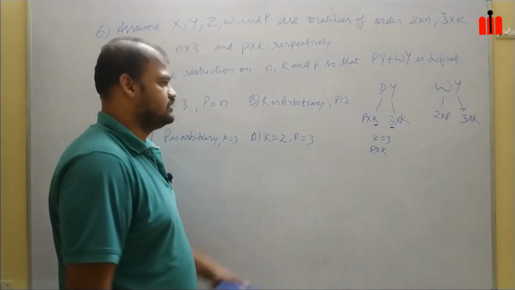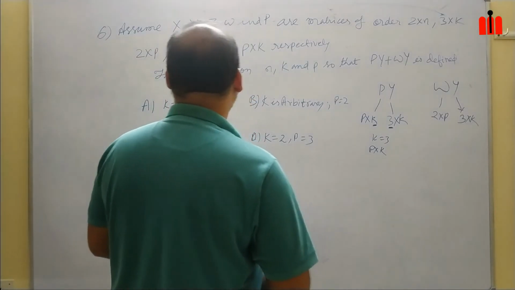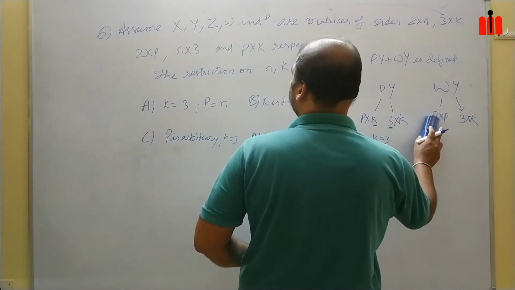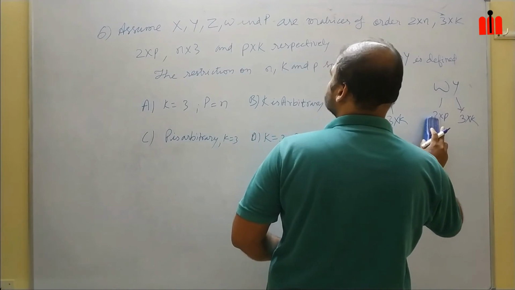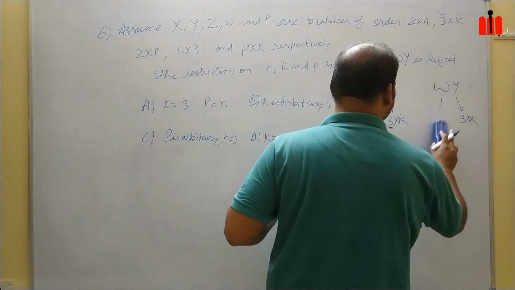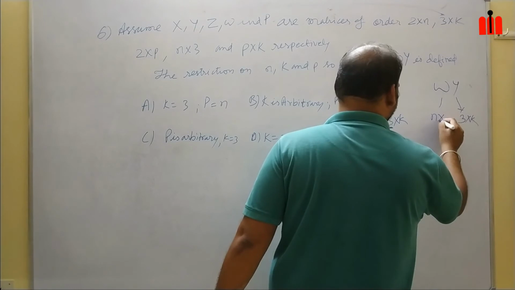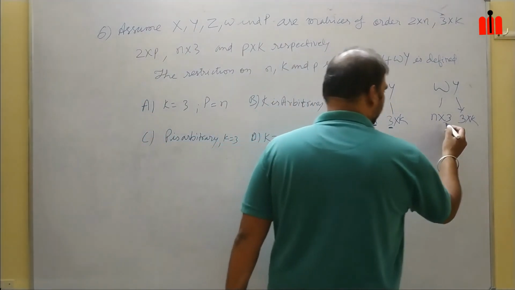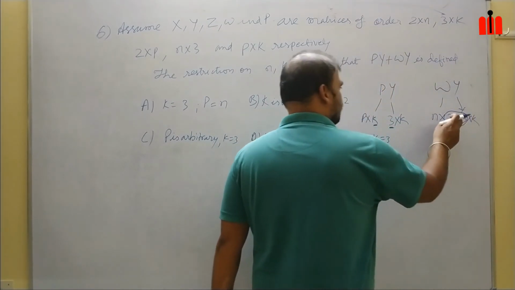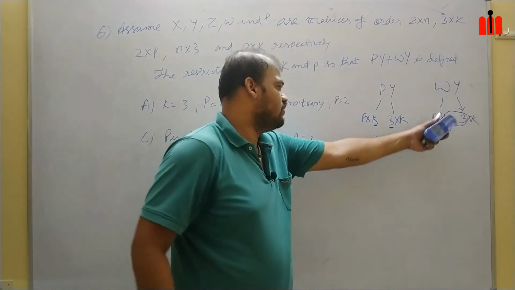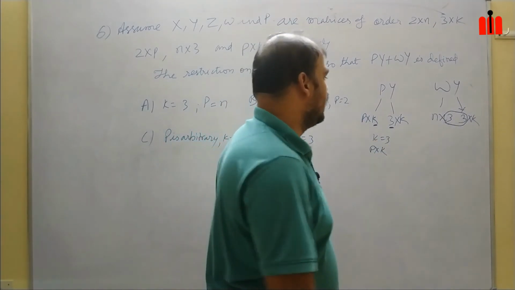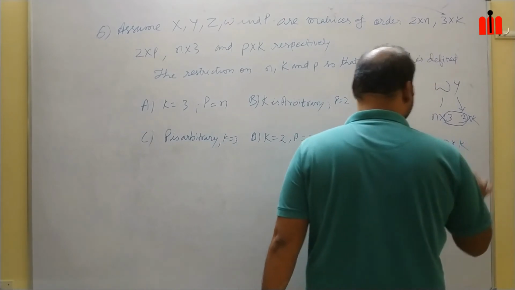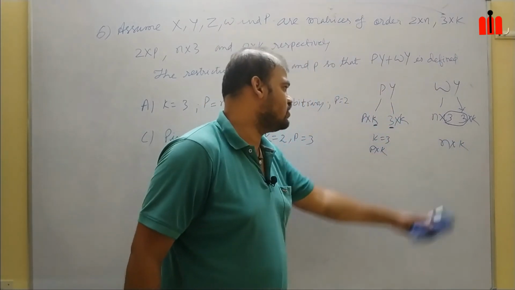You got it? Right? Now what is the order of W? W's order is P by K, sorry, it's not 2 by P. W's order is N by 3. Okay. Now here the number of columns of W and the number of rows of Y are the same, 3. Now the resultant will be N cross K, right? Resultant will be N cross K.